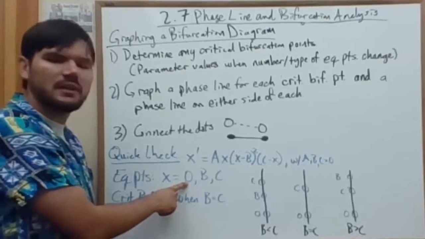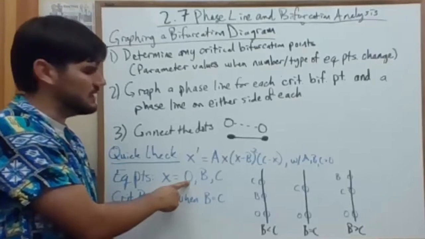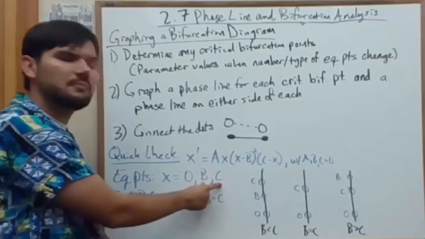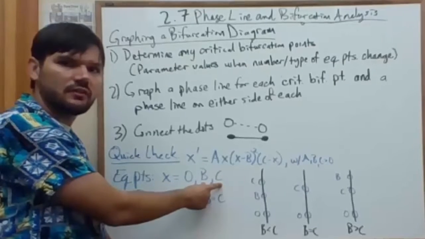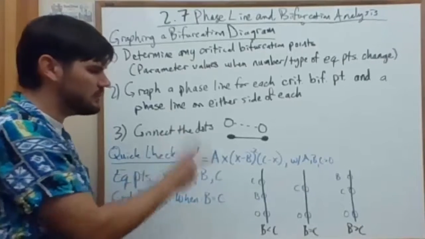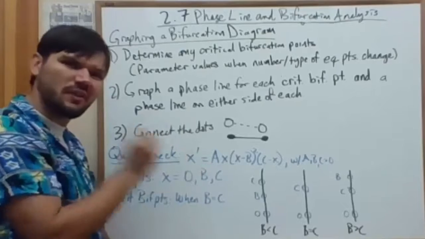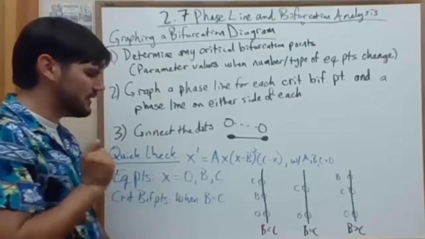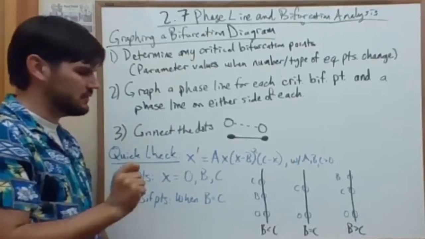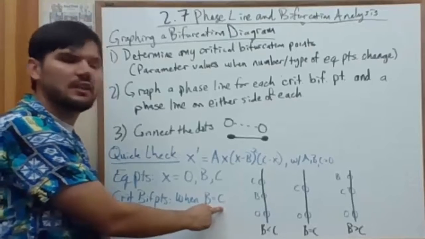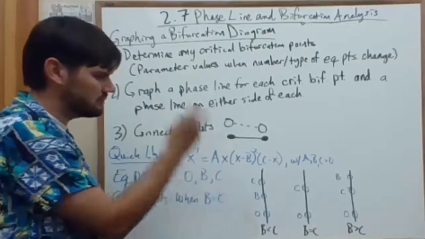Well, we know that b and c are different than 0, so that is always distinct. But b and c could equal each other. And when they do, you only have 2 equilibrium points. So that right there is the critical bifurcation point. It's when the parameter b equals the parameter c.